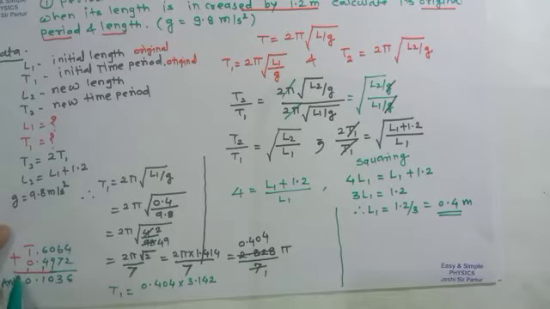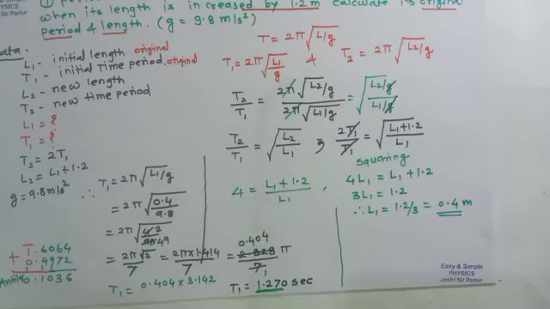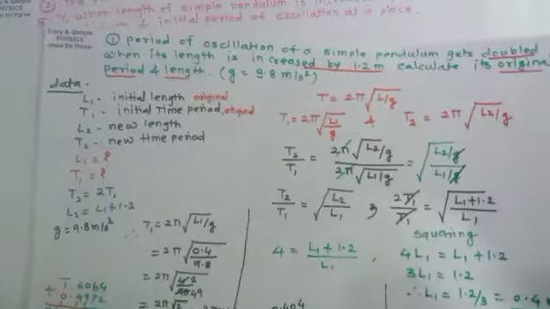Take its antilog. Antilog of 0.10 in 3, with 6 in the mean difference. So 0.10 in 3 will be 1268, and for 6, its mean difference will be 2. So here it is 1.270 second. So the original length and original time period will be 0.4 meter and 1.270 second. That is the answer for the given example.